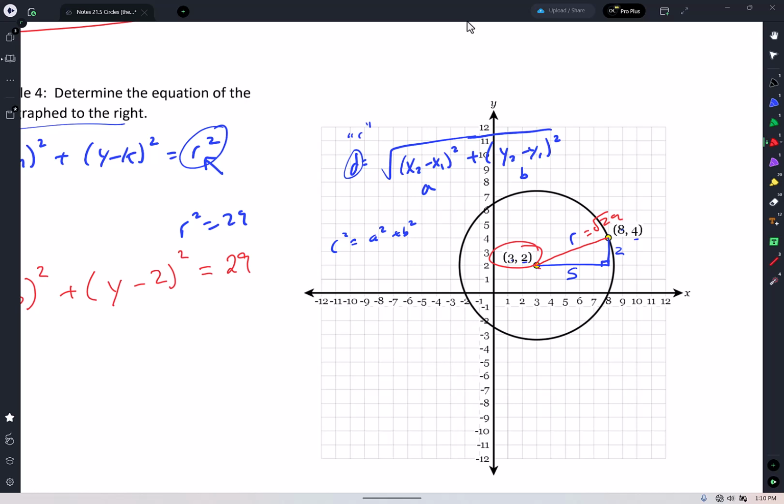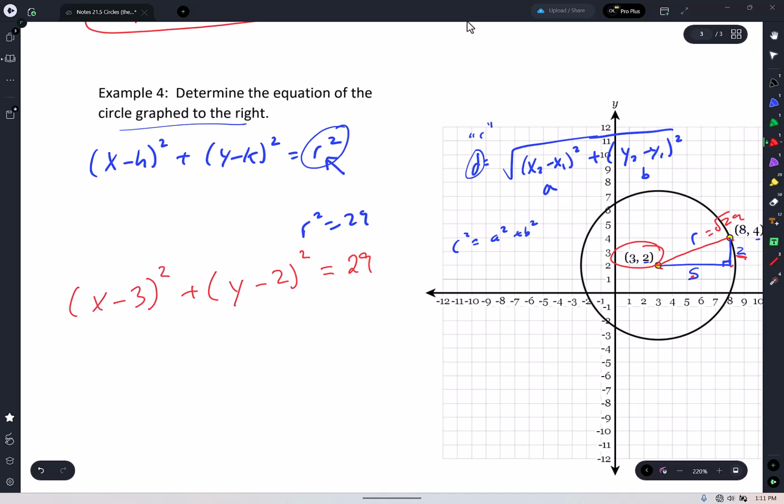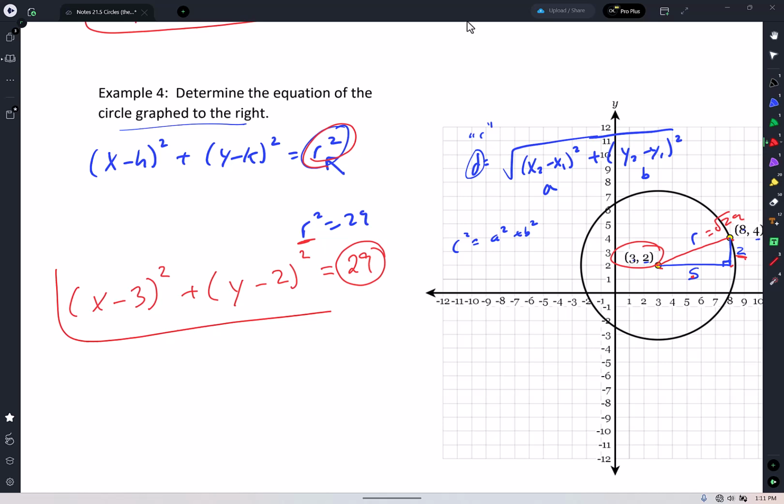But there it is. The distance between here and here is 5. The distance between here and here is 2. 5 squared is 25. 2 squared is 4. 25 plus 4 is 29. r is the square root of 29. But they don't ask for r. All we need is r squared. See? That's r squared. So there's my r squared. There's my equation. Is that making sense, guys?